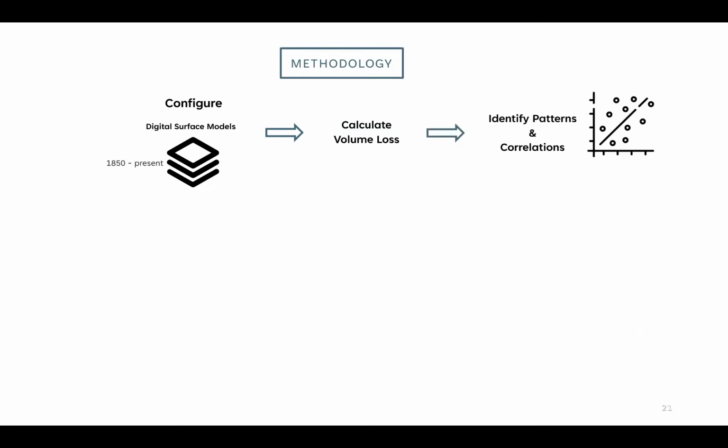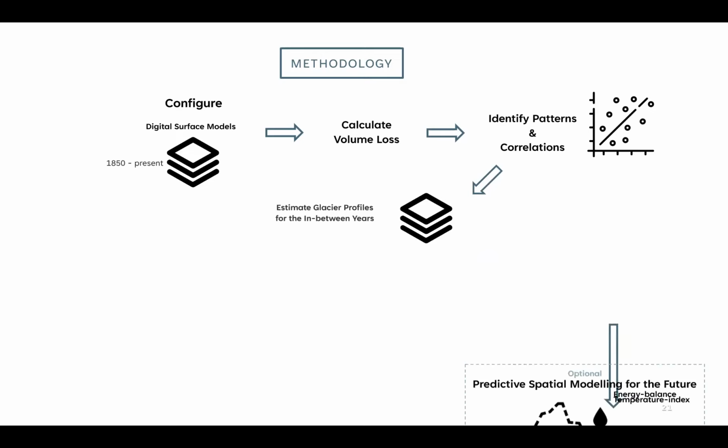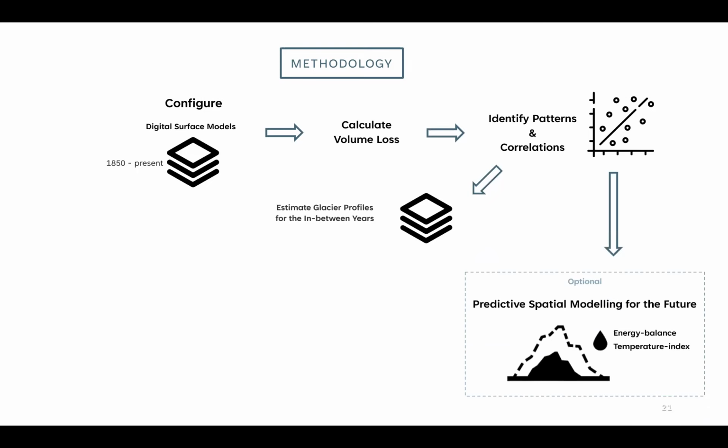I will look for patterns and correlations from the volume calculation results. I will estimate glacier extents for the years in between where there are no data available. This is an optional part. It's a predictive spatial model to derive glacier extents for the future years. It's unlikely to fit within the scope of this project, but it's something I hope to do after.